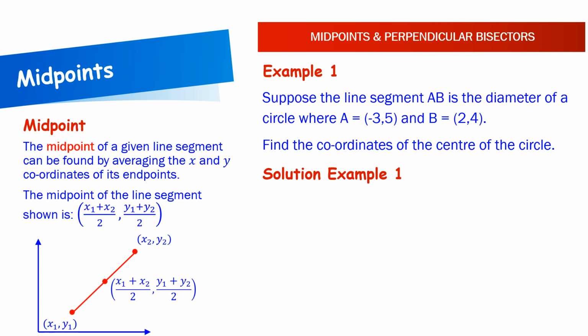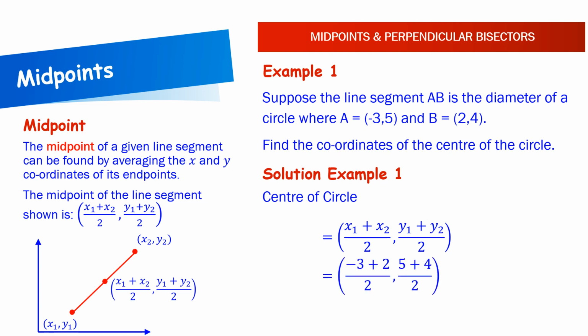So let's solve this example. The centre of the circle is given by (x1 + x2)/2, comma, (y1 + y2)/2, where x1 is -3 and x2 is 2, and y1 is 5 and y2 is 4. So tidying up gives us that the coordinates are (-1/2, 9/2), as shown.